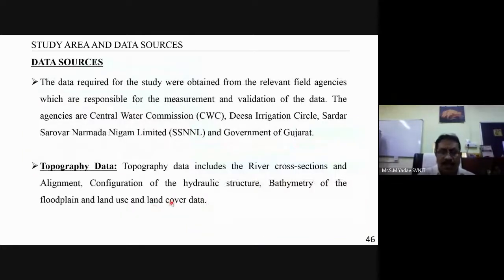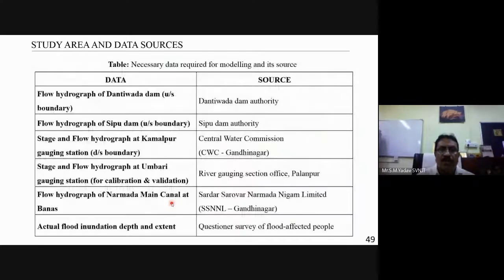Then the data sources, what data we have collected, I'll not go into detail, I will just show in a table: flood hydrograph of Dantiwada Dam from Dantiwada Dam Authority, flow hydrograph of Sipu Dam from Sipu Dam Authority, stage and flow hydrograph at Kamalpur gauging station from CWC, stage and flow hydrograph at Umri gauging station that we have collected from Rain Gauge Section Office Palanpur, flow hydrograph of Narmada Main Canal at Banas that we have collected from SSNL Gandhinagar, and actual flood inundation depth and extent, for which we carried out a questionnaire survey, and from the flood mark HFL we have worked out the flood depth in the various villages on either side of the bank.